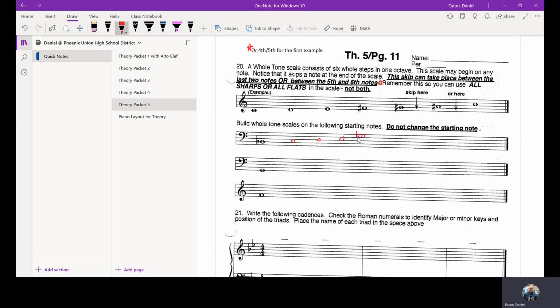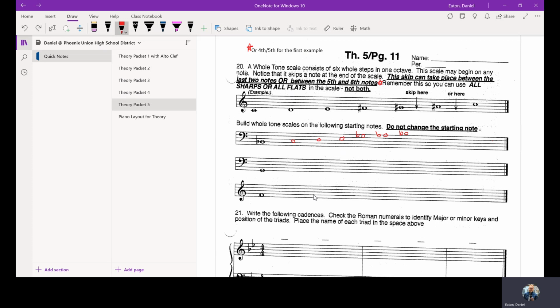I could write this as F sharp, but remember, I'm not supposed to use sharps and flats in the same key, right? So I have to call that a G flat, otherwise it doesn't work. And ending this on a B flat. And again, the skip should be happening between the fifth and the sixth notes, or the last two notes, but in this case, it's happening between note 4 and note 5. Again, that just happens to be how it is for this particular scale.